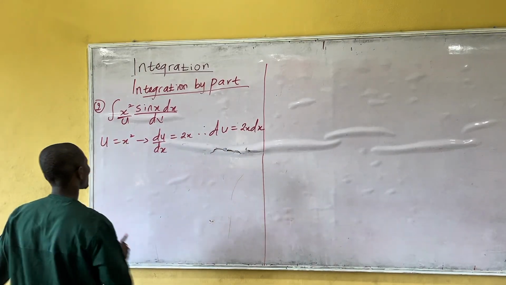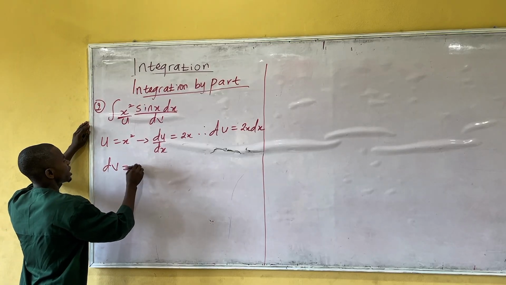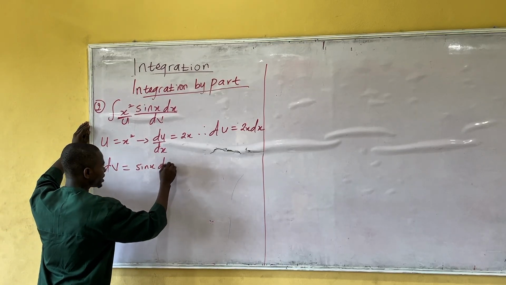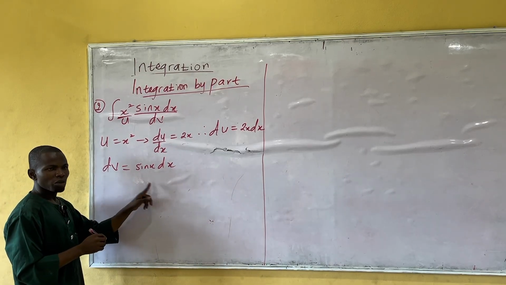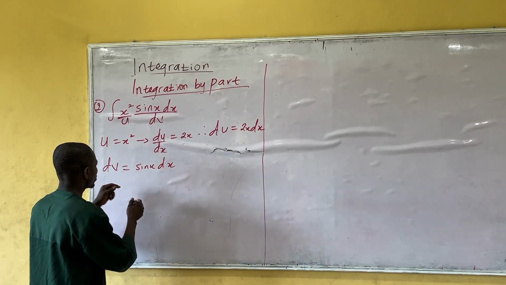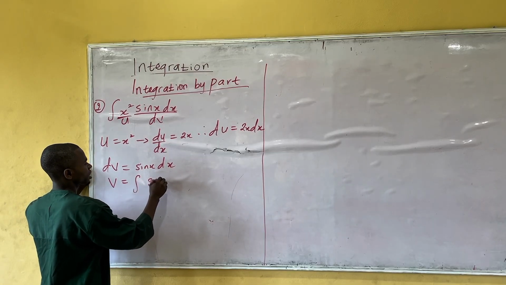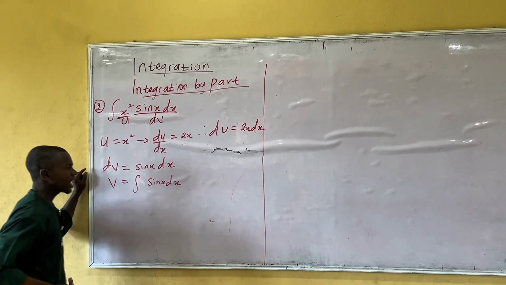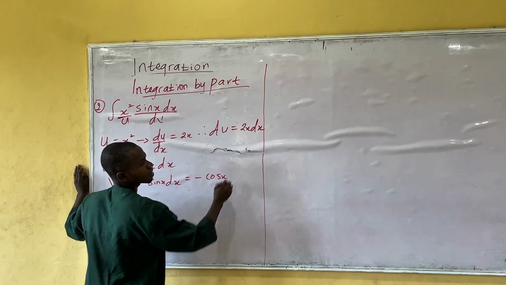2x dx. Now, since my dv from the question is sine x dx, I have to integrate before I can get my v. So my v will now be the integral of sine x dx, and the integral of sine x gives minus cos x.